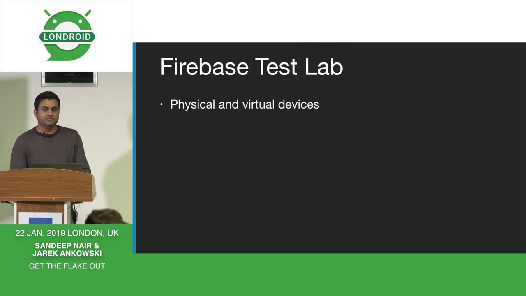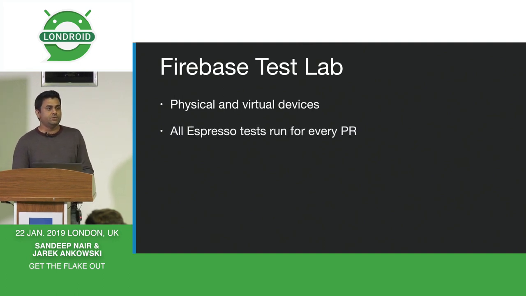And the next tool on the list is Firebase Test Lab. I'm sure most of you are familiar with Firebase and the Firebase Cloud Services. So Test Lab is one of the Firebase services, and it helps execute your tests on a wide range of physical and virtual devices without worrying too much about maintaining a device farm or anything like that. So you could configure your CI to run all your Espresso tests, maybe 1,000 or 2,000, doesn't matter, on Firebase. And so every PR you make will run all the tests, and that gives you a very good confidence to merge your PR and make sure that nothing breaks.